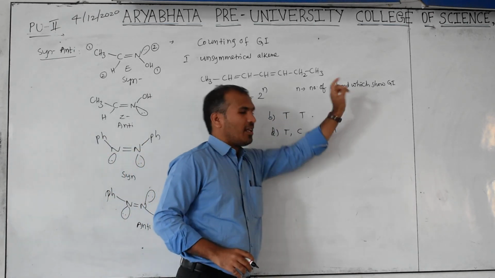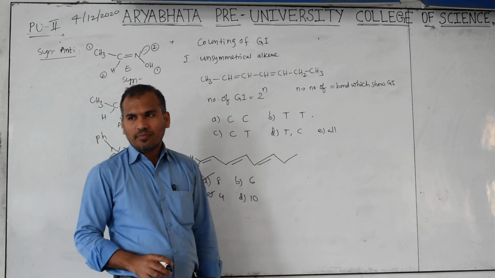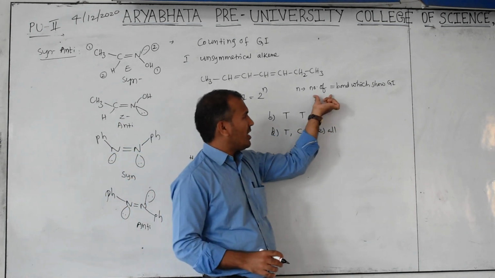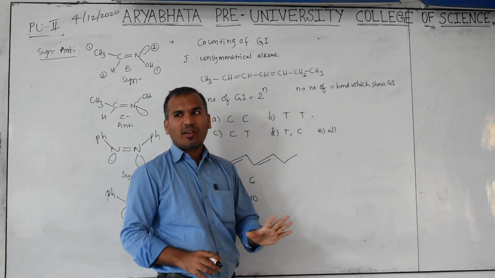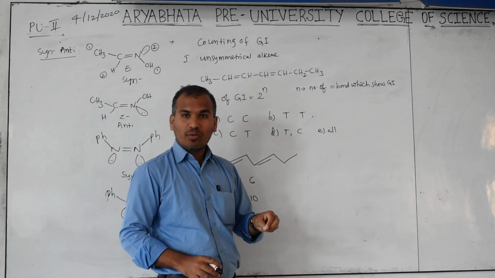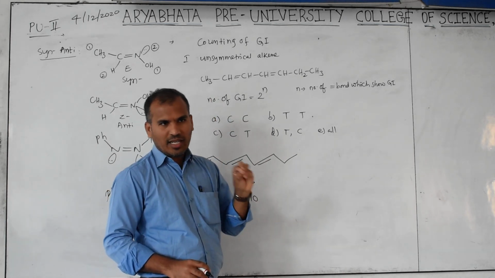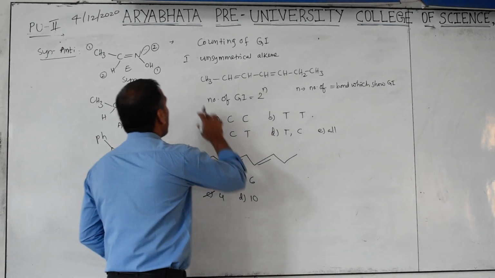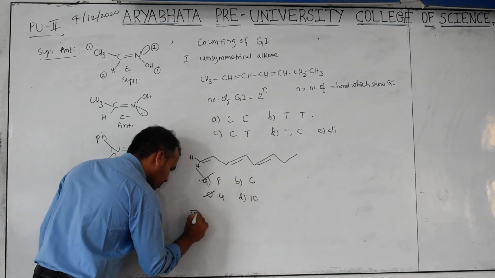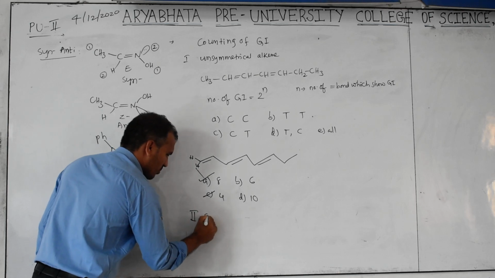Just read this clearly. Generally, somebody will forget and give only the heading. N means the number of double bonds, not just double bonds. Number of double bonds which show geometrical isomerism. Clear? Now, second condition, symmetrical.